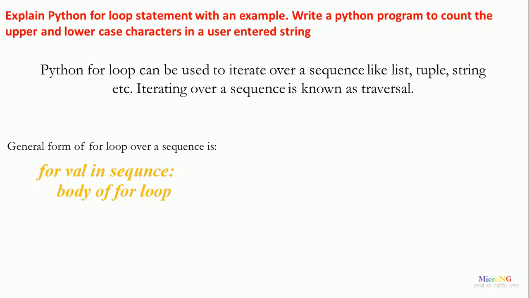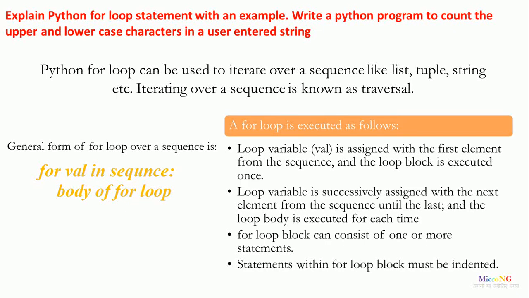The general format of a for loop over a sequence starts with the keyword for, followed by a for loop index variable. Here we have used the index variable as val, followed by the keyword in and a sequence variable. Now the sequence can be a list, a tuple, a string or any other data structure which represents a sequence, followed by a colon symbol and the body of the for loop.